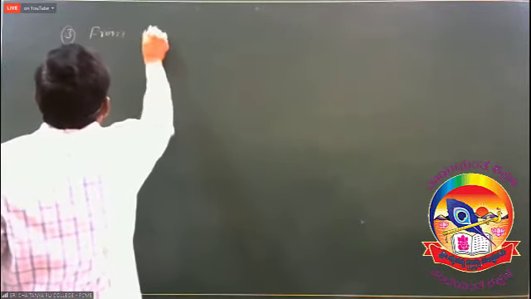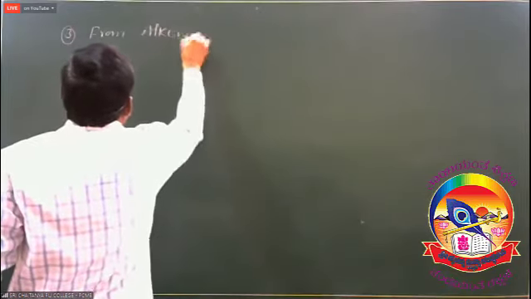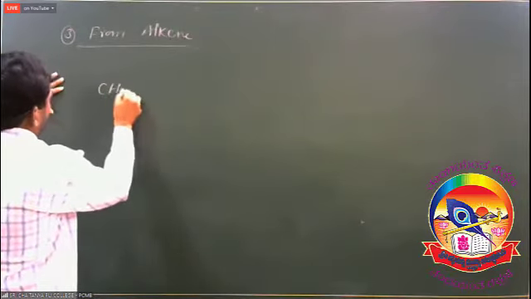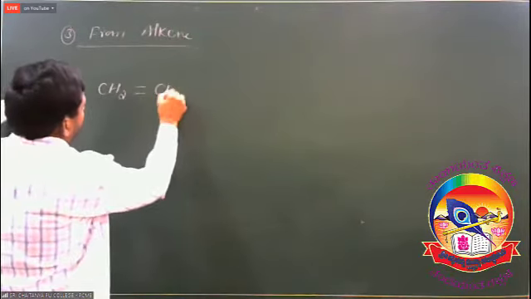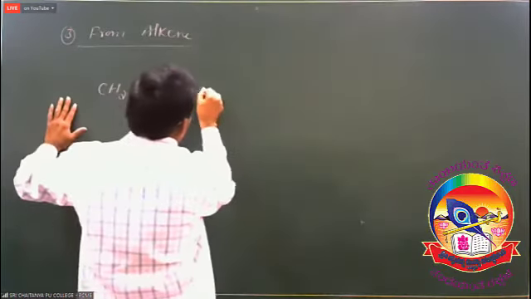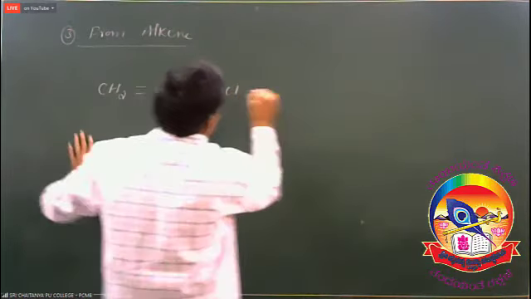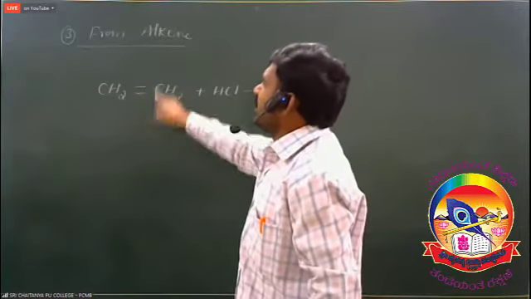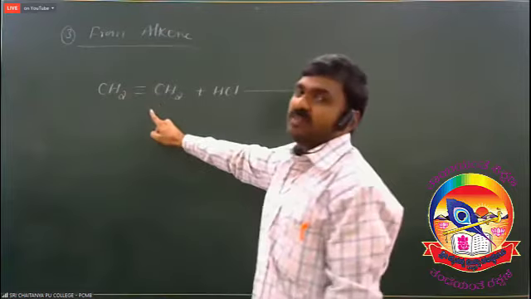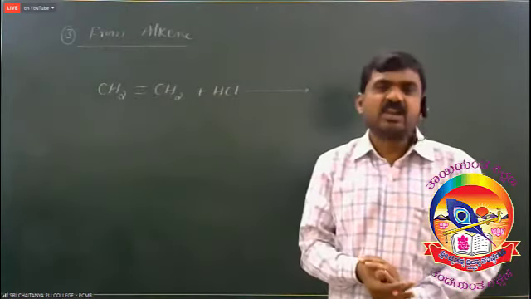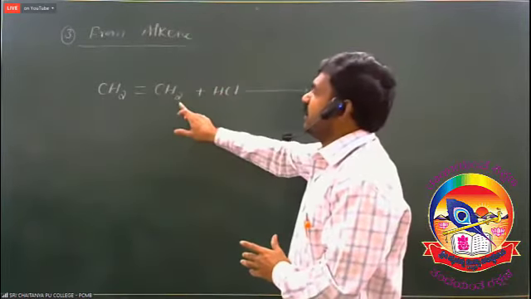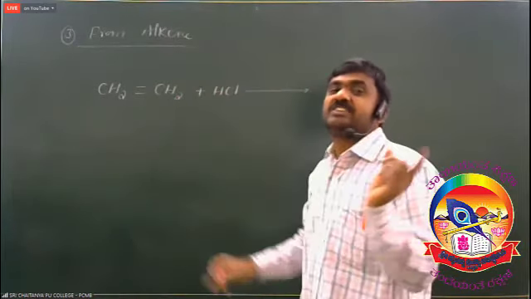From alkenes. Alkene means double bonded compounds. Example, ethylene. Ethylene reacts with HCl. So H plus is added to it. What are the characteristic properties of alkenes and alkynes, meaning unsaturated hydrocarbons? Characteristic properties of unsaturated hydrocarbons are electrophilic addition reactions.